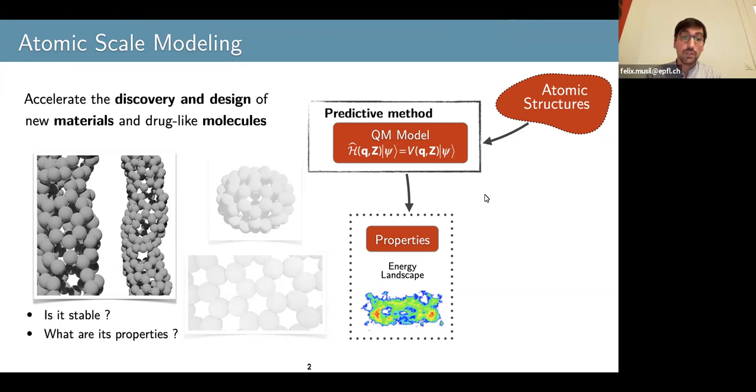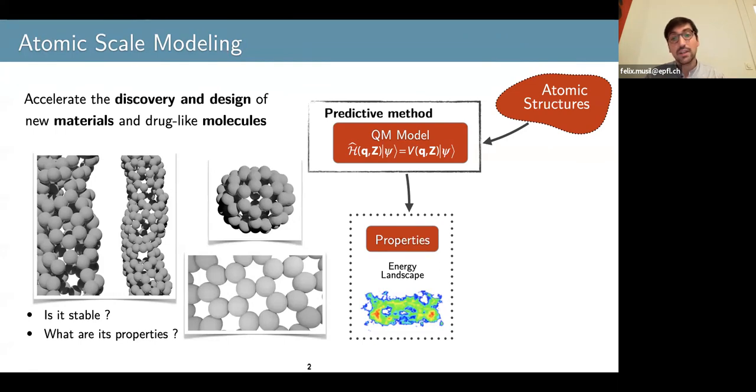So the typical workflow would be, let's say we have these carbon nanotubes, and this is a hypothetical structure. And we want to first understand whether it's stable. So typically we would use a quantum mechanical model to predict its energy and maybe a few of its properties to see if it's relevant to the particular applications that we have in mind. And a very nice aspect, and that's where the acceleration comes from, is that this can be repeated over and over again on new compounds with little effort, hopefully, compared to an experimental search.